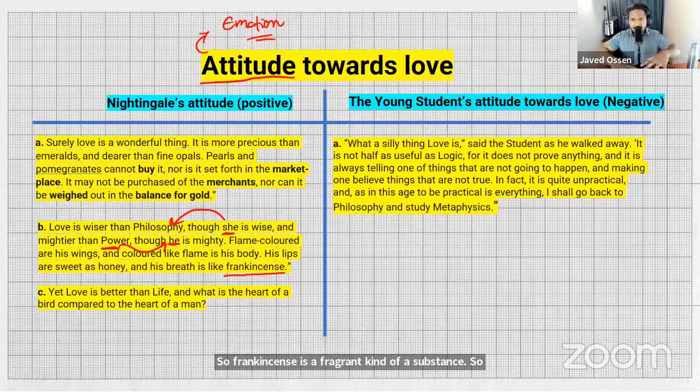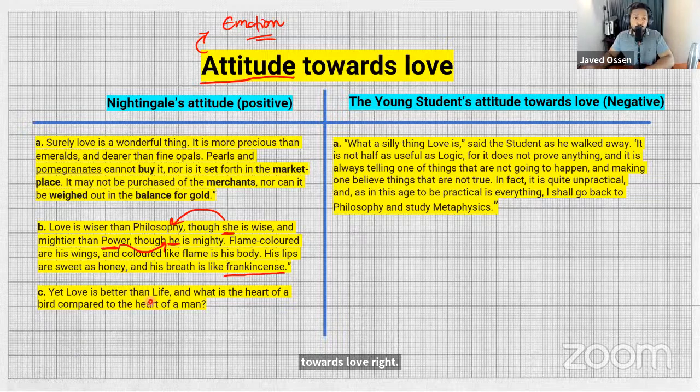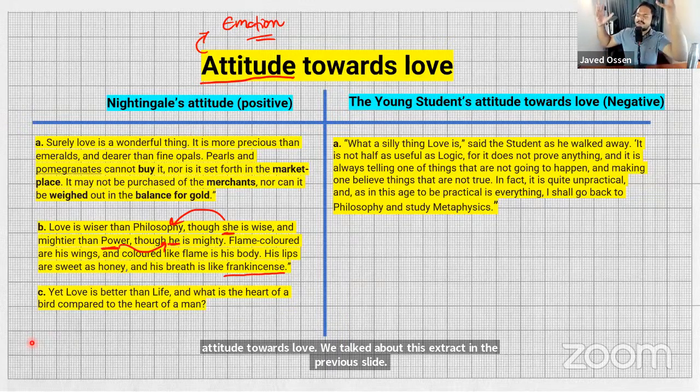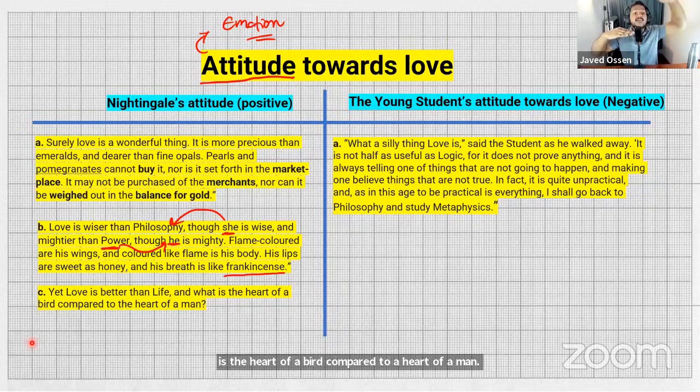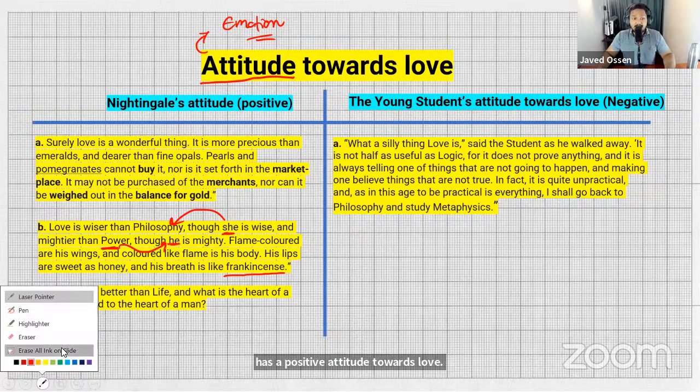So basically, the Nightingale has a positive attitude towards love, right? What else can you talk about regarding the Nightingale's attitude towards love? We talked about this extract in the previous slide. Yet love is better than life. And what is a heart of a bird compared to a heart of a man? So she thinks that love is more valuable than life, right? Yet love is better than life. So the Nightingale has a positive attitude towards love. You guys must memorize these extracts.